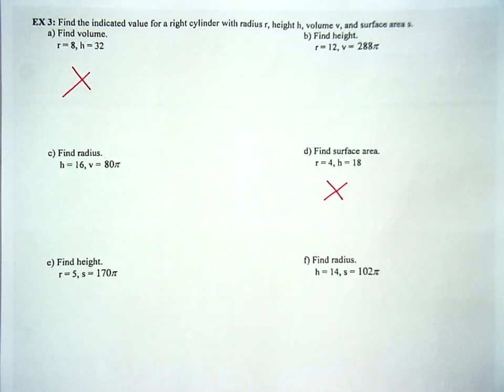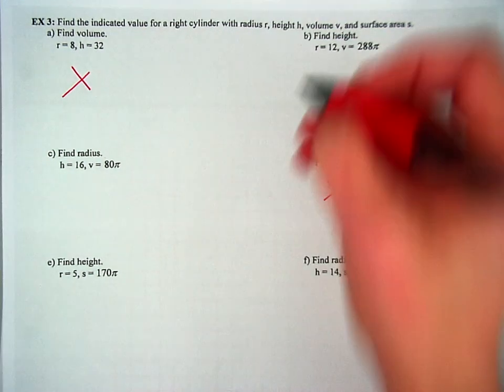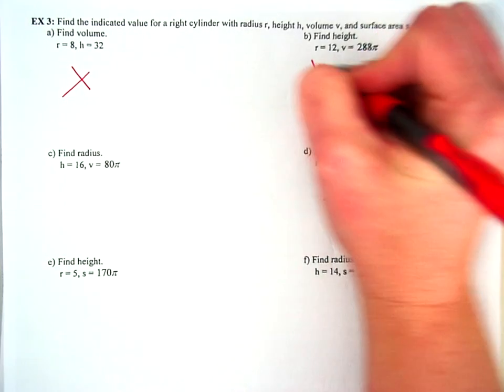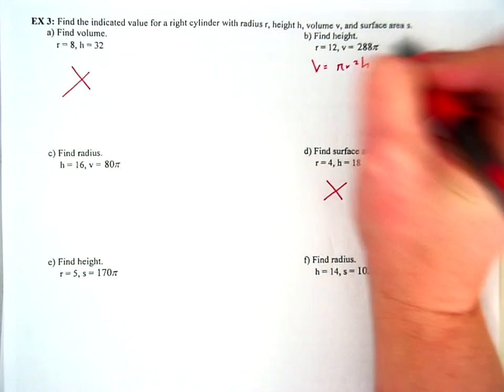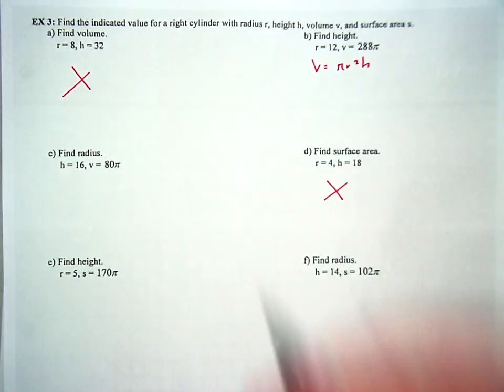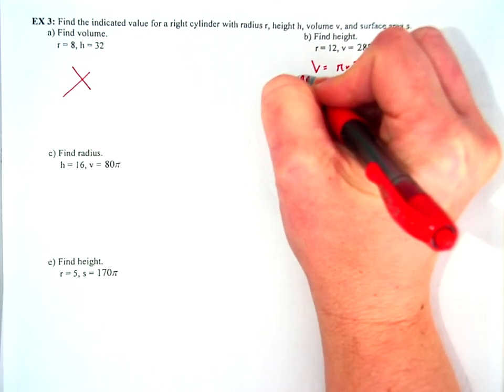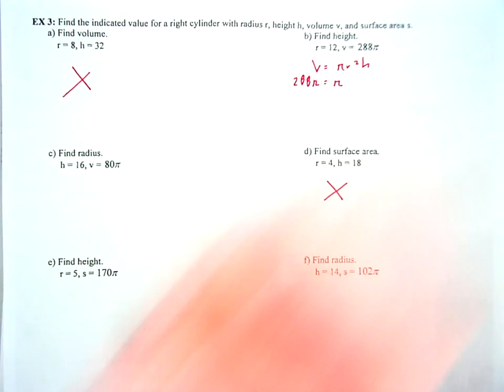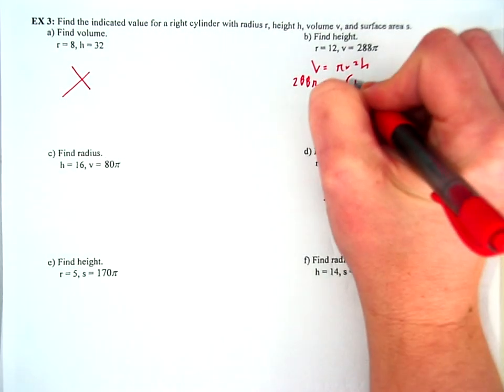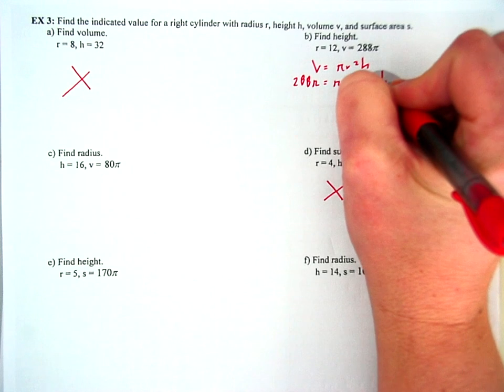So in B, I want to find the height. So my instructions are find the indicated value for a right cylinder, radius R, height H, volume V, surface area S. So here the instruction is to find the height. We're given the radius, we're given the volume. So if I start by just laying out the volume formula, volume equals base area times the height. So I know that the volume is 288 pi. I'm going to plug that in. I know that the radius is 12. I'm going to plug that in. I'm solving for the height.